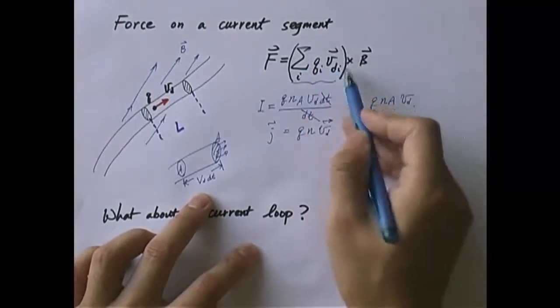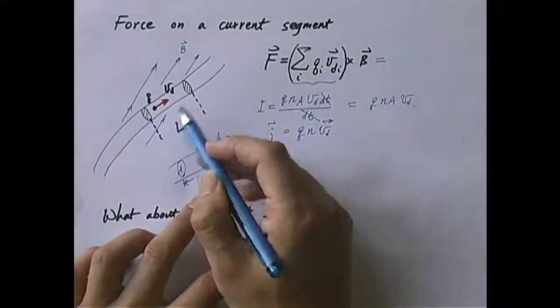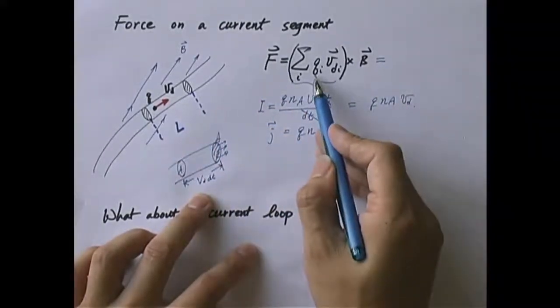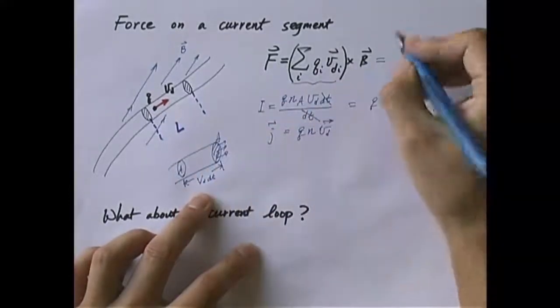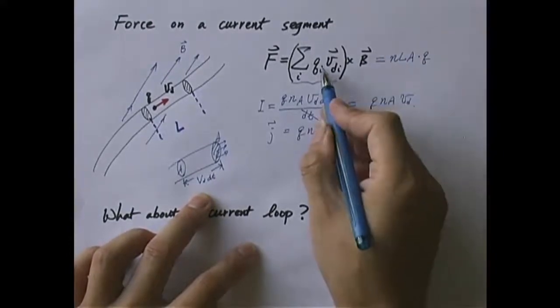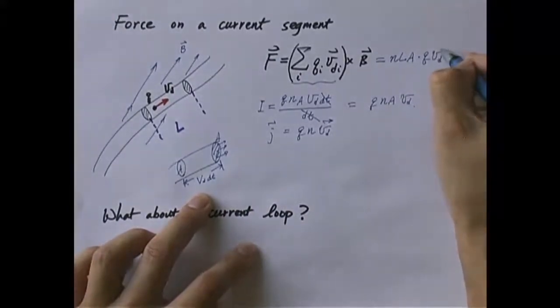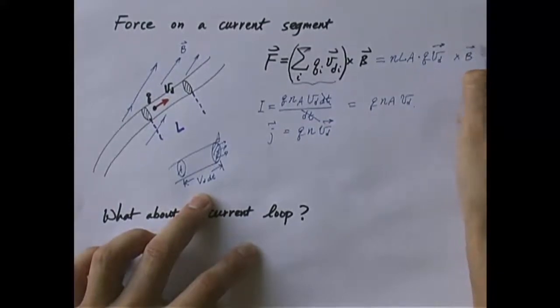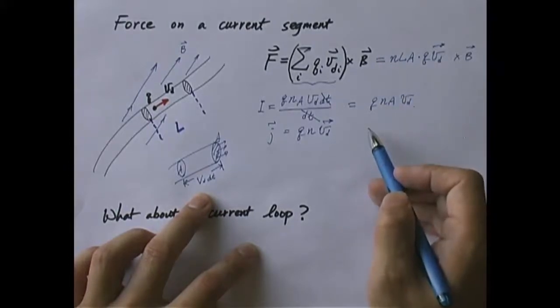Each one of them will contribute one term to this sum. So this sum really is just equal to the number of charge carriers in this region times Q times Vd. And the number of charge carriers in this region, once again, is n times the volume of this region, which is n times L times A. And then times Q. Let's assume every charge carrier has the same charge Q, and Vd, let's assume they're also the same for all the charge carriers. Cross B. And now, let's try to compare these.